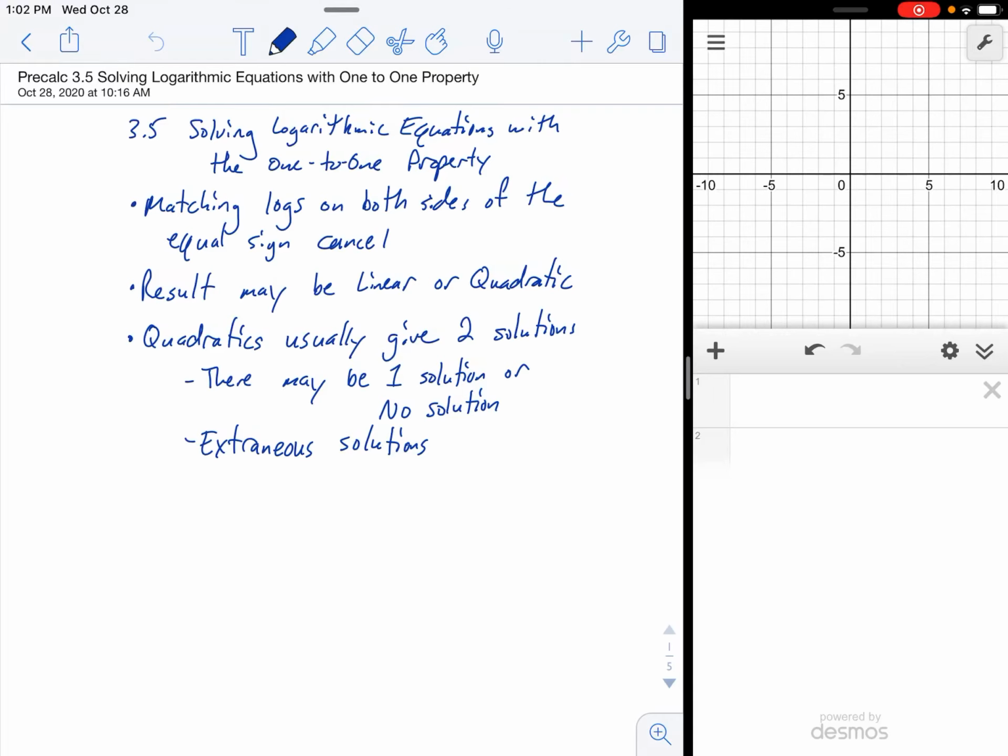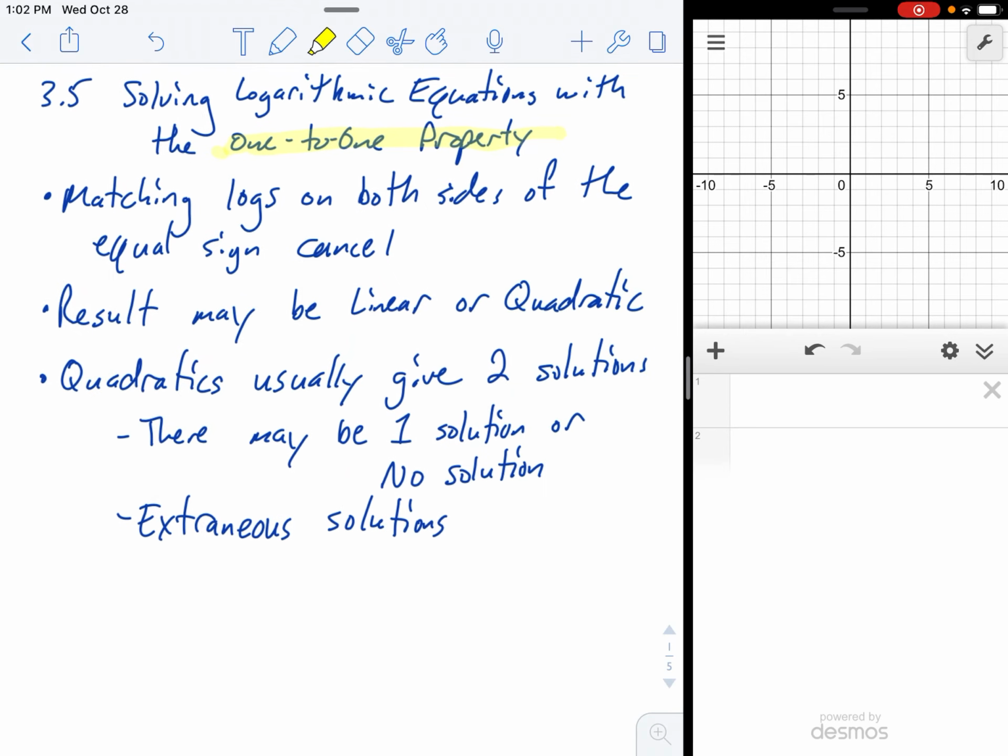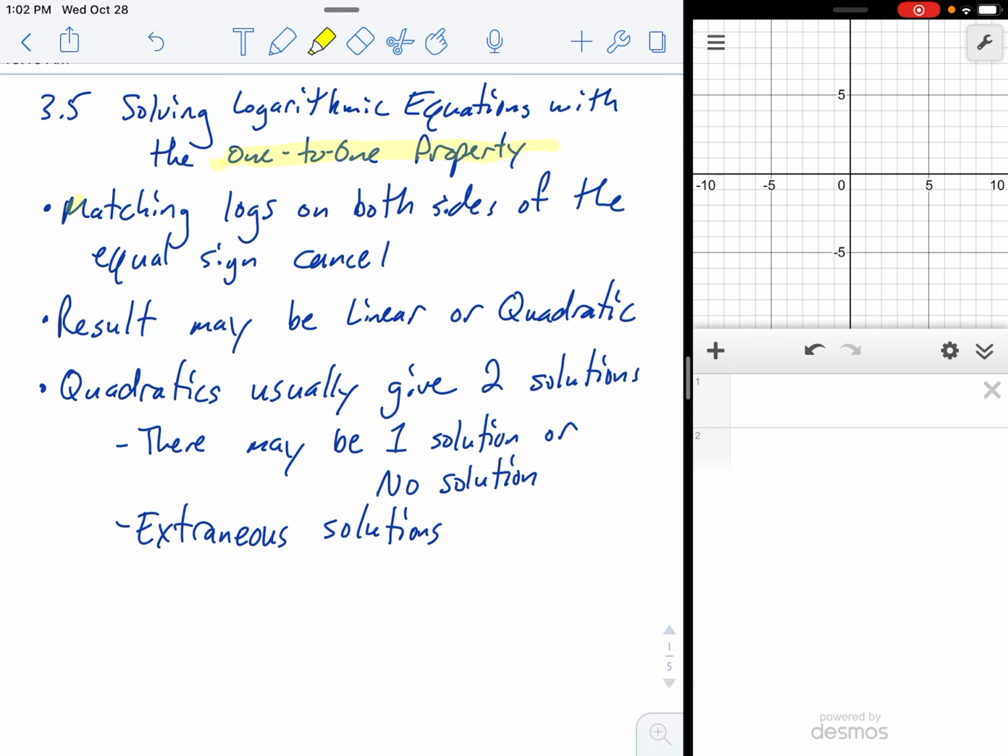Hey everybody, welcome back. So we're going to start lesson 3.5, solving logarithmic equations with the one-to-one property. If you've been working right along, you know that we've already solved exponential equations with the one-to-one property. So this is going to be very, very similar in some ways. Other ways it'll be different. Essentially, the one-to-one property means that if you have matching logarithms on both sides of the equal sign, they cancel. And once they cancel, you do regular algebra like you've always done.